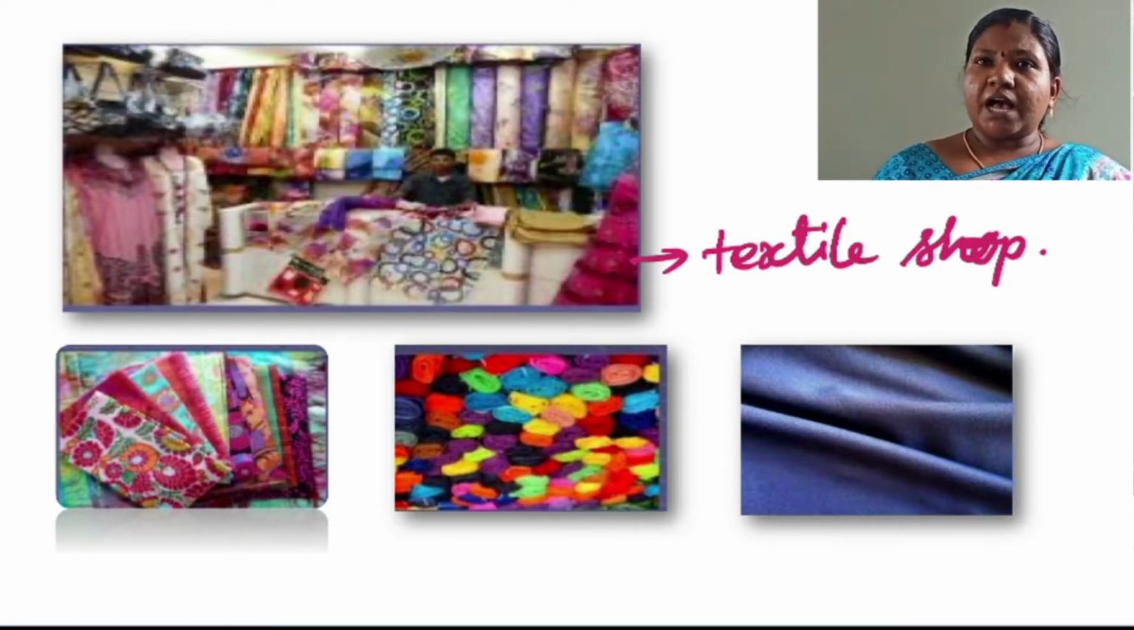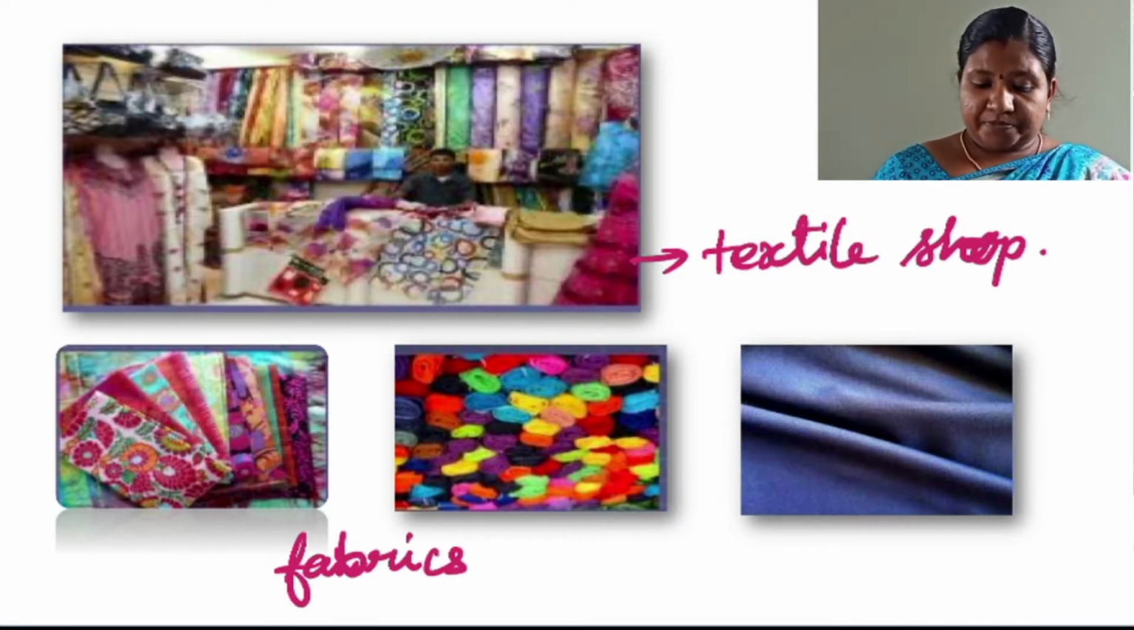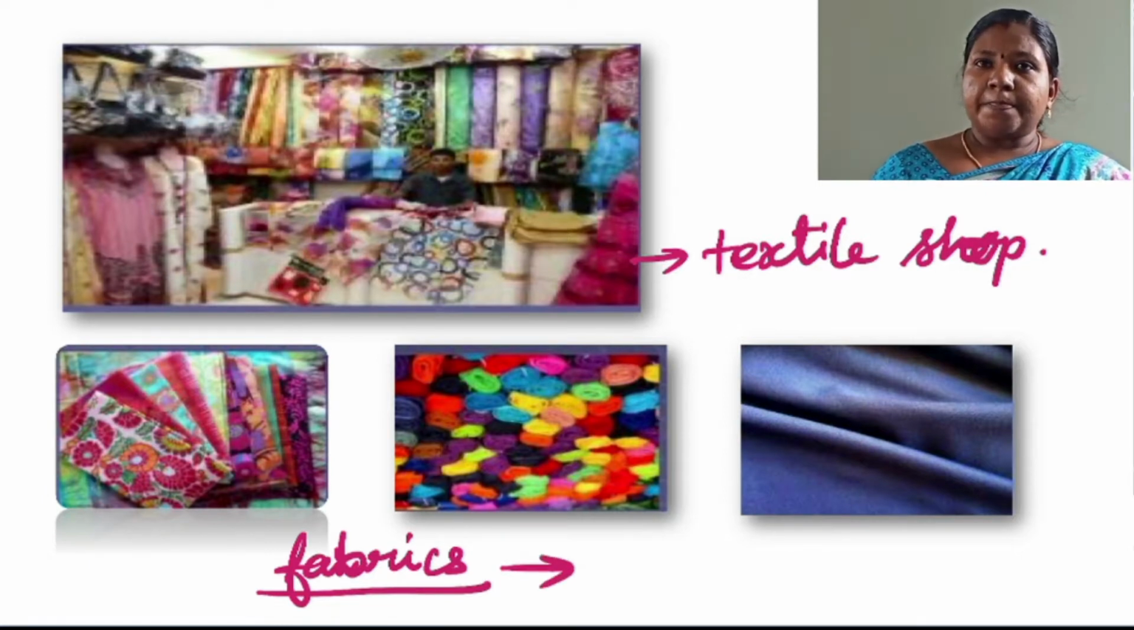Right. Where are these garments coming from then? From the different types of cloth materials called fabrics. So, these fabrics are used to make different kinds of garments. Right. These fabrics are made from the fundamental unit of textiles called fibers.